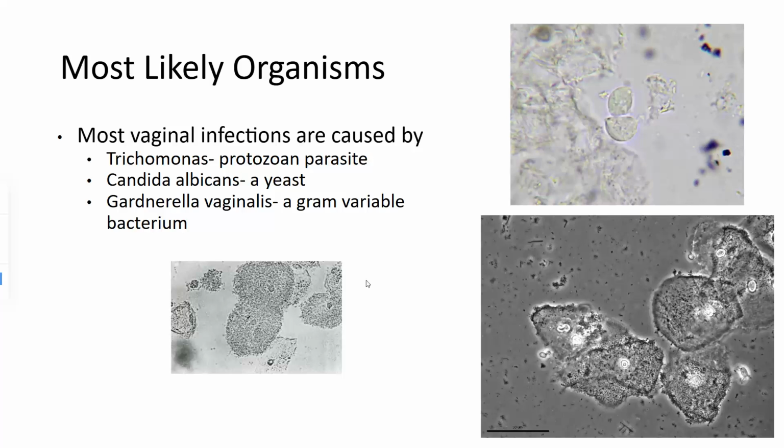So those are the three main organisms we look for. Trichomonas is the number one highest STD in the United States. So Trichomonas is a sexually transmitted disease, and that's a protozoan parasite. Candida is the yeast, and then Gardnerella vaginalis would be bacterial vaginosis.